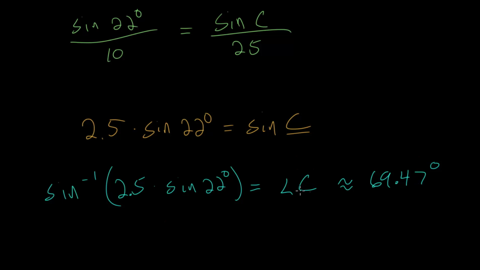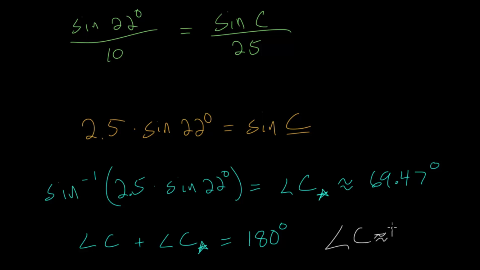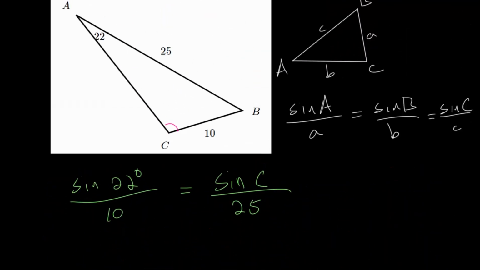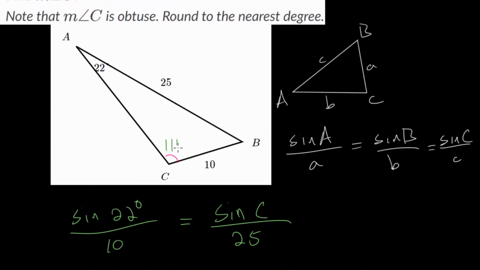So the angle we're actually trying to find, we can call this maybe C star. We know that our angle C plus this acute angle solution, which we call C star, these are supplementary. They will add up to 180 degrees. So if we subtract this from 180, we will find the value that we're actually looking for. And we can conclude that angle C is approximately 110.53 degrees. And if we go back up to the top, we need to round it to the nearest degree. So we can round this to 111 degrees.